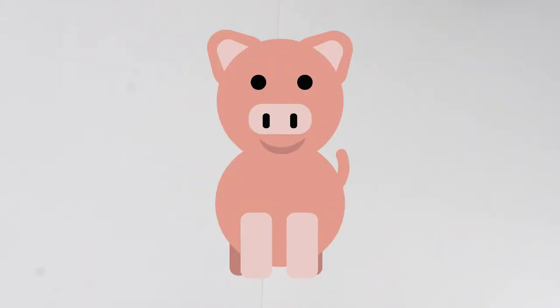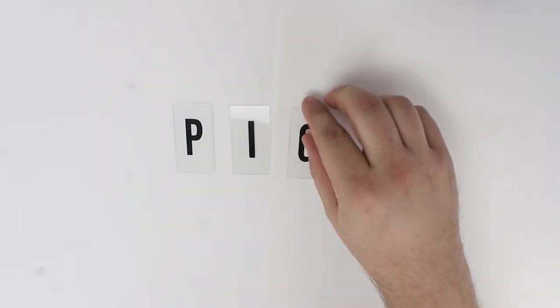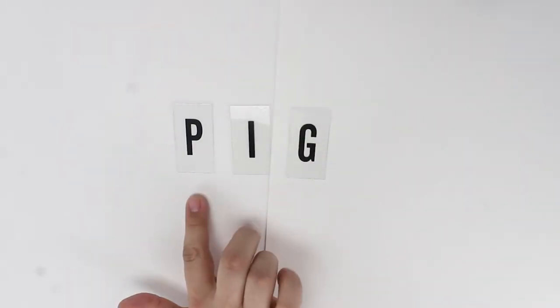The next animal that we're going to spell is an animal that often lives on a farm. It's a pig. Do you know what a pig says? Oink, oink. That's right, they say oink, don't they? Let's spell pig. P. What letter do you think comes next? Is it an I? Oh, I think it is. And then there's a G. Pig. P-I-G. Pig.